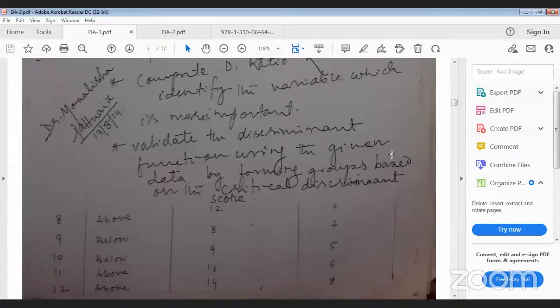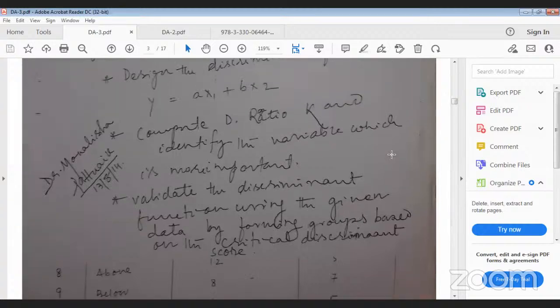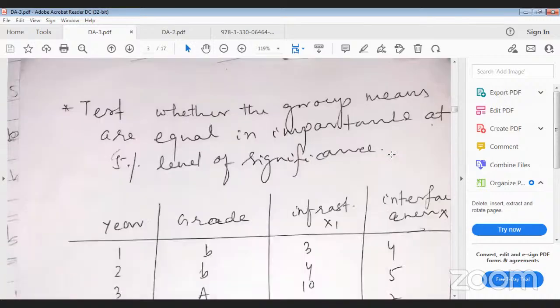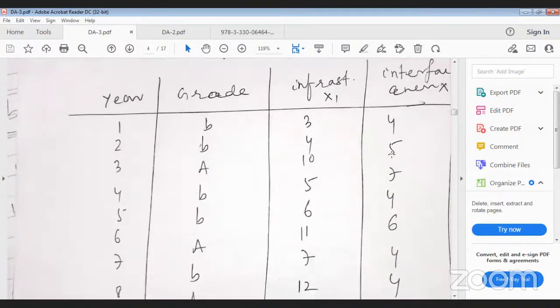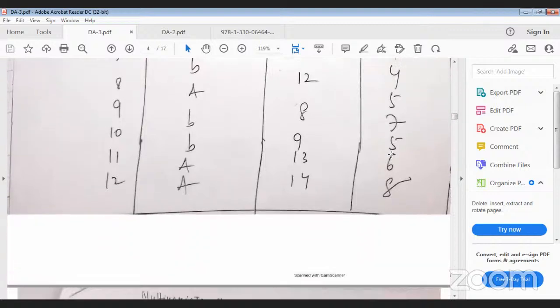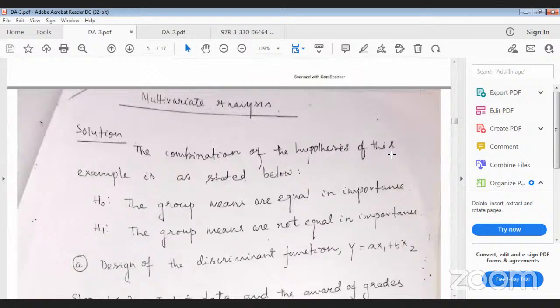We have to calculate the D ratio, means discriminant ratio, for each variable, and through that discriminant ratio you can identify which variable is important, whether the x1 variable or the x2 variable is important for classification. So this is very, very essential for any type of classification purpose, usually binary classification.